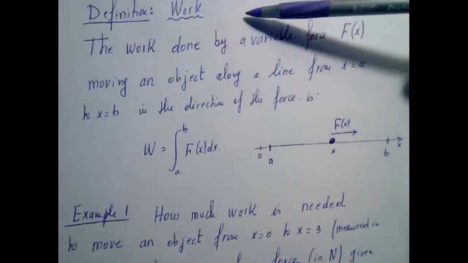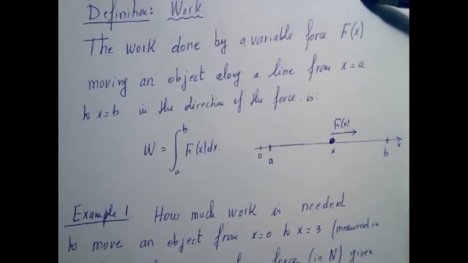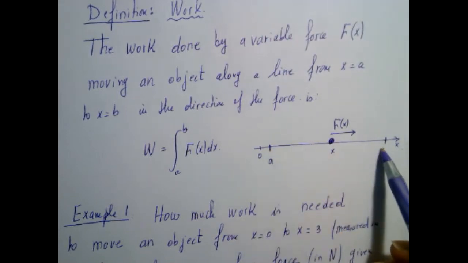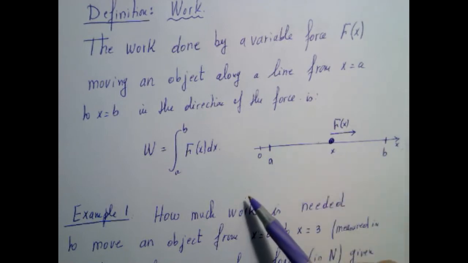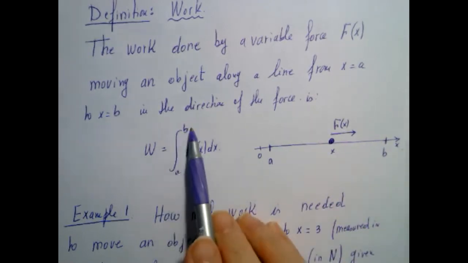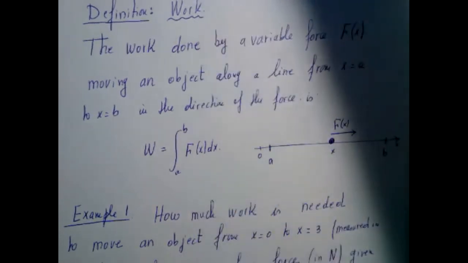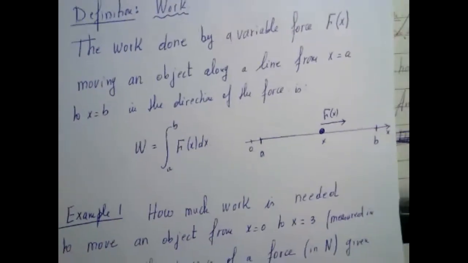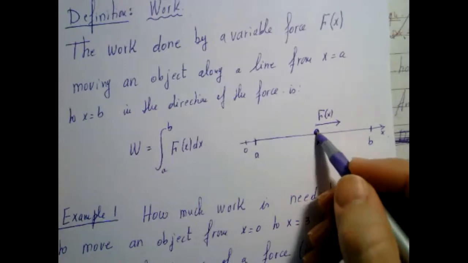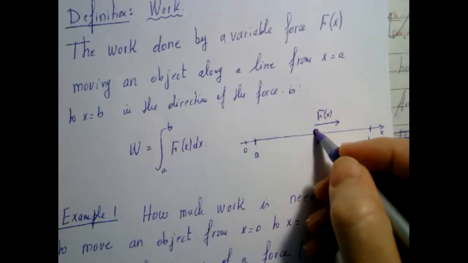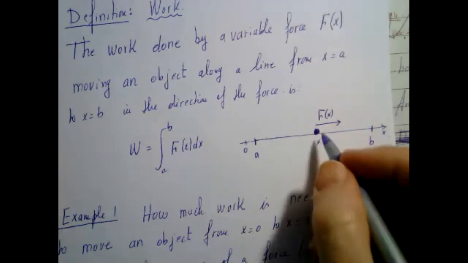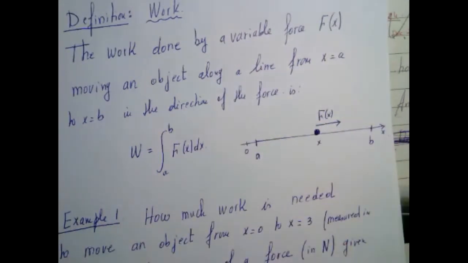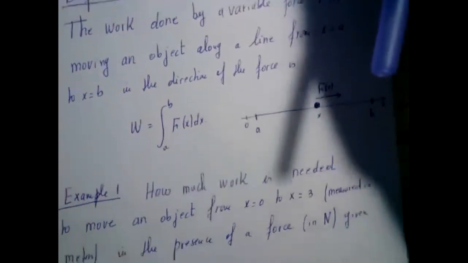Definition. The work done by a variable force f of x moving an object along a line from x equals a to x equals b in the direction of the force is going to be the integral from a to b of f of x dx. Whatever this variable force is going to be. And the picture for you should be, this is a, this is b. At x, once the object is in this position, f of x is the force needed to keep pushing it. And the line could be horizontal or vertical. It actually does not really matter in the picture at all.